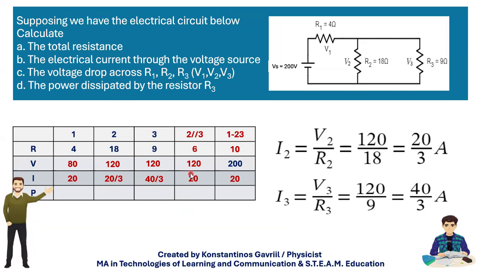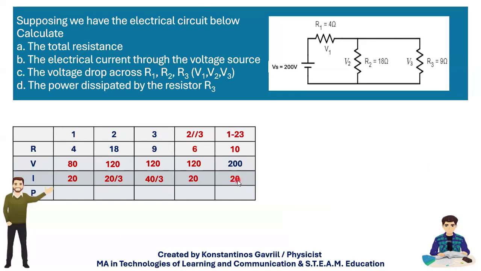Okay, this is the basic concept. After that we are going to find the P from V times I and so on. But the basic is to find these values here to fill these cells. Okay, you can see the video again in order to understand what happens.